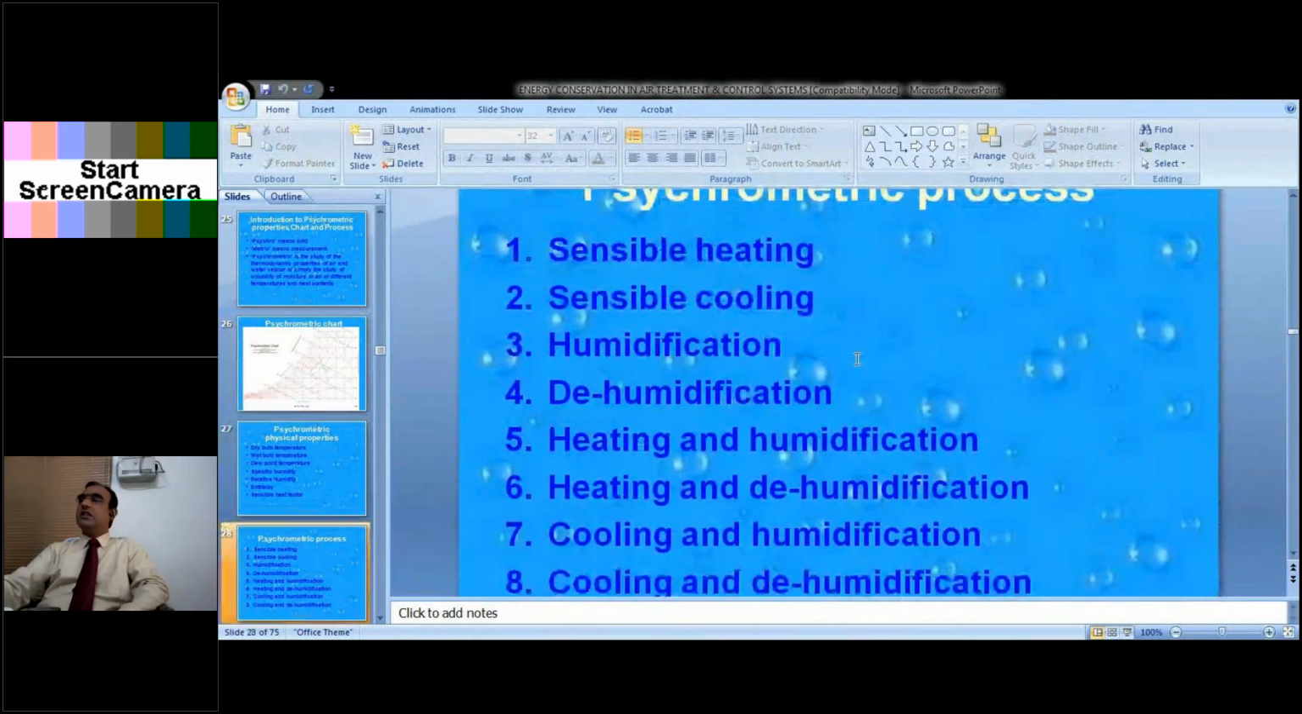Just to give an overview: once we know what the psychrometric process is, based on that we can analyze the air quantity requirement of the industry. We have basically 8 psychrometric processes. This is very, very important. If you understand it, then everything is fine. One is sensible heating, then sensible cooling, then humidification, dehumidification. Then we have heating and humidification, heating and dehumidification, cooling and humidification, cooling and dehumidification.